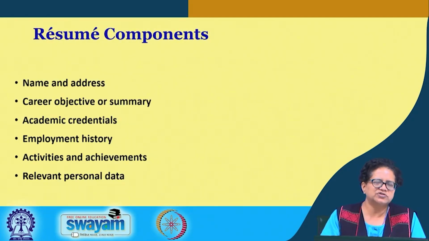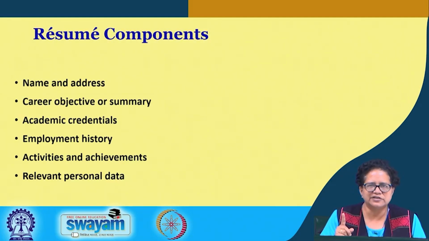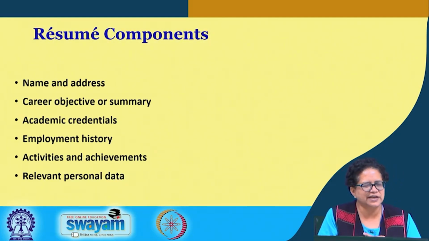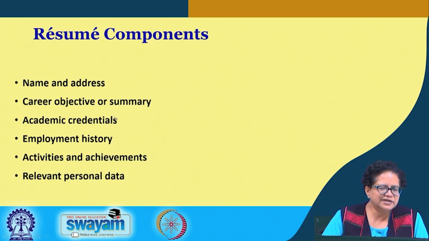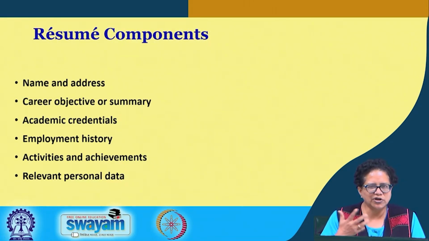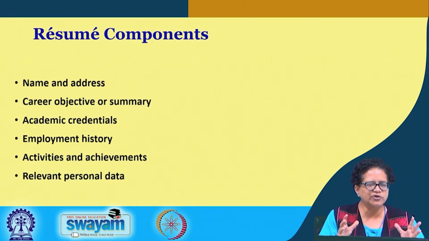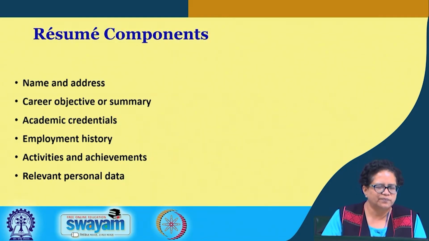What are the components of your resume? First, your name and address. This is called your personal details, and here you have to be very careful of the spelling of each and every word in your name and postal address. The second segment is the career objective or a summary of who you are and what you are doing now and how you are going to fit into the organization where you are applying for a job.